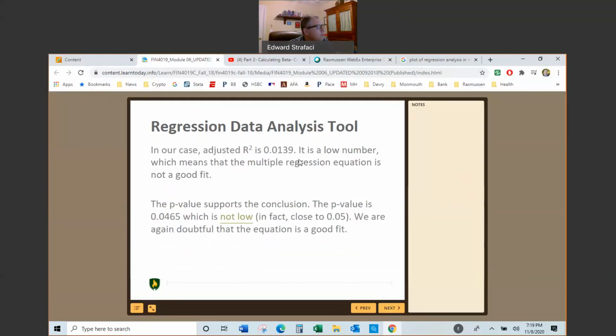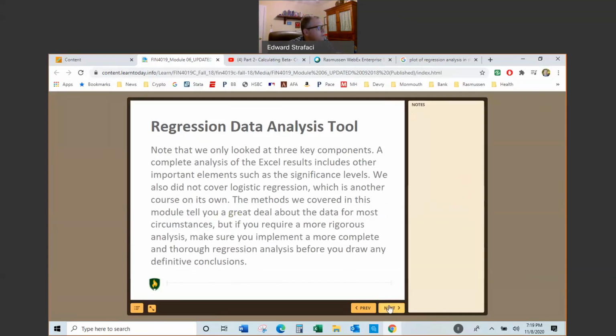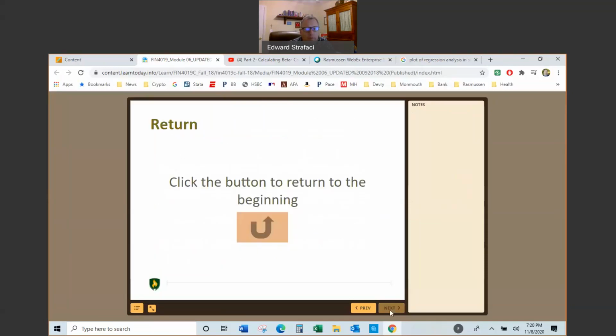But here, because it's a low number, it's not a good fit. Although the p-value is not high, so we could be doubtful, but I kind of agree and disagree. What little we have explained is a good fit. So we looked at three components. And the methods we covered tell you a great deal about your data for most circumstances. But if you require more rigorous analysis, you have to do a more complete and thorough regression analysis, meaning your data must be better. You have to do more work. You have to maybe test different variables. And eventually you're going to get a better test of your regression analysis.